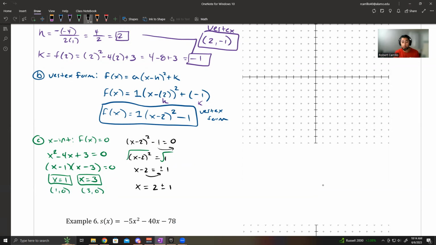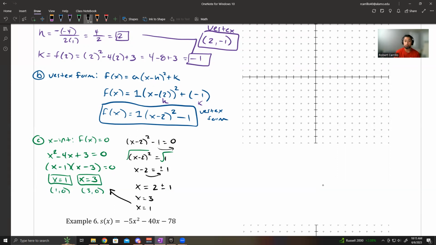All right. Which means now you get your two answers. You get 2 plus 1, 2 minus 1. So 2 plus 1 gives us 3. 2 minus 1 gives me 1. Same thing we have there. So again, if it's factorable, don't worry about using vertex form. If it's not factorable, do vertex form. Or you could bust out the quadratic formula, which we don't want to do unless we really have to.